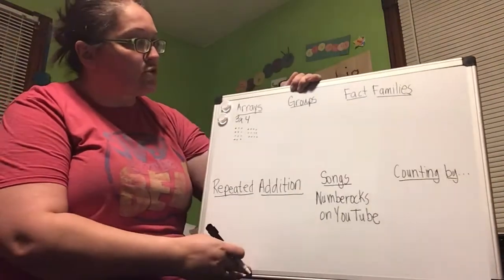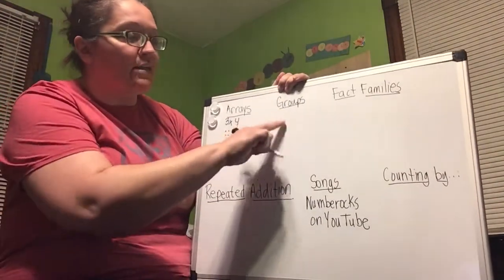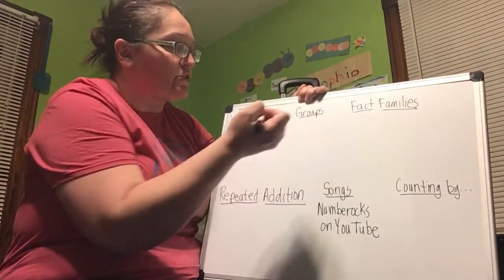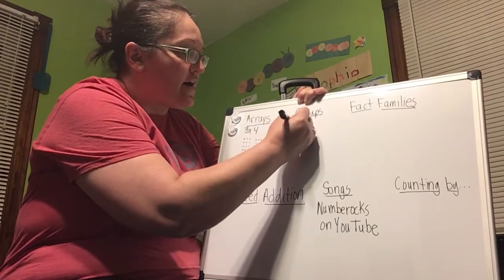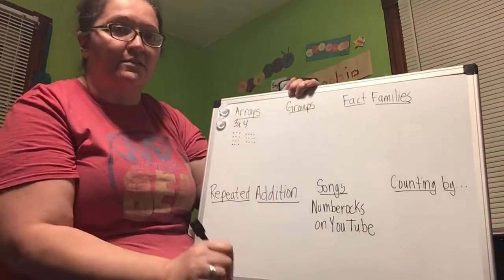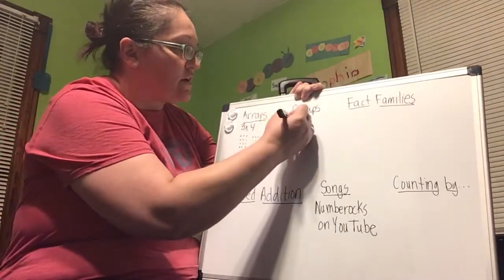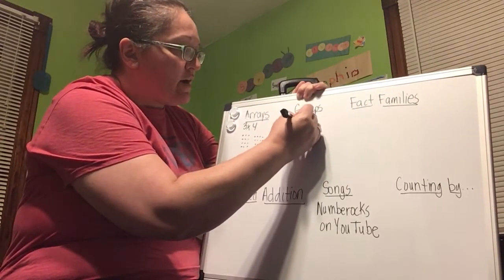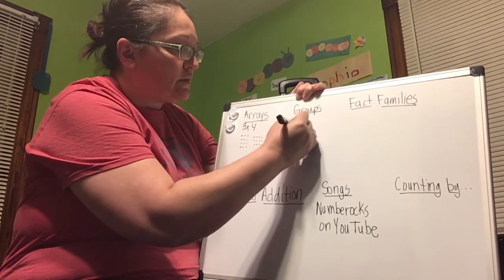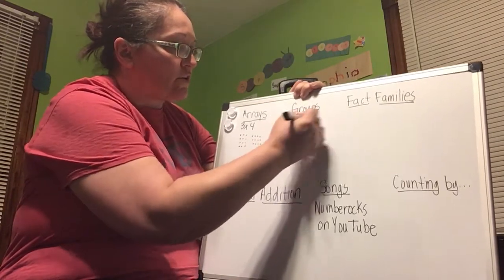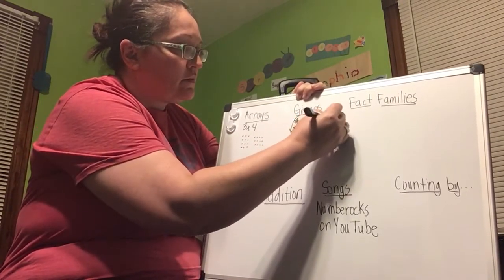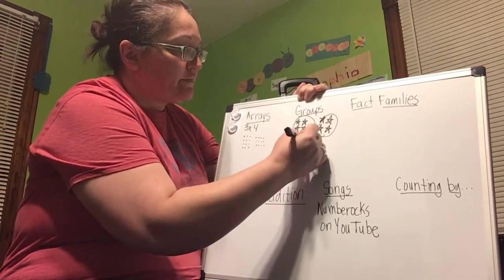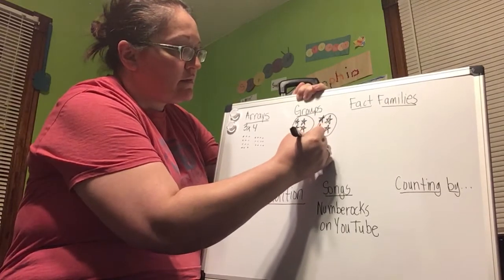The next one is groups. This is really handy, especially if they have a word problem that involves groups. I usually do stars just because they're easier to draw. But if they want to get creative and find something else, that's fine, just as long as it doesn't take too long. So if I did 3 groups, I would have 4 in each group. So that would be 1 group. That's 2 groups.